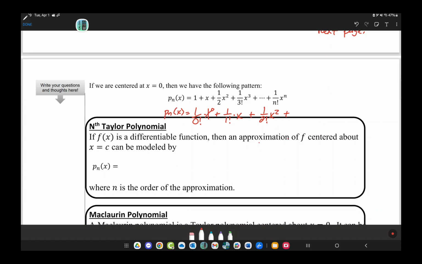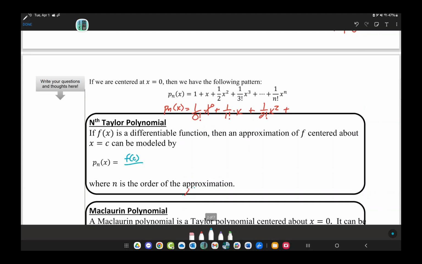All Maclaurin series. Now, in a Taylor polynomial, if f is the principal function, then the approximation of f centered about x equals c can be modeled by this right here. In our previous example, f of c was just 1. Here, we don't know what our function is, but this is the formula for any basic function, which is f of c over 0 factorial. You can write 0 factorial if you want, or you can just put f of c.